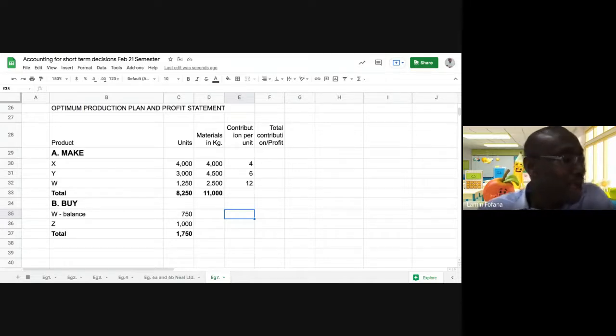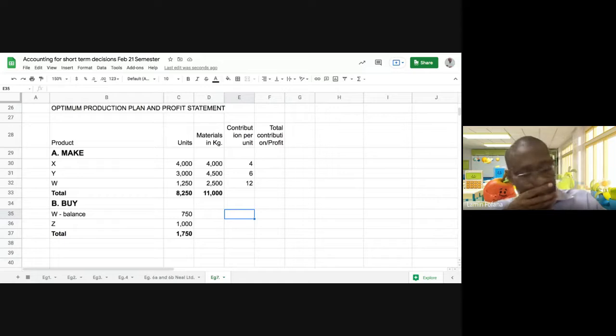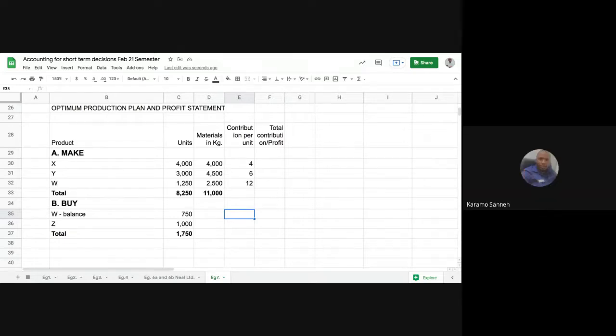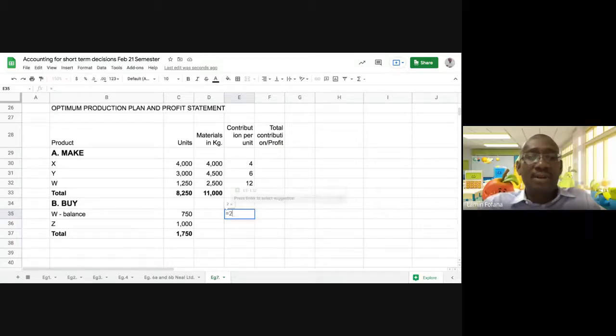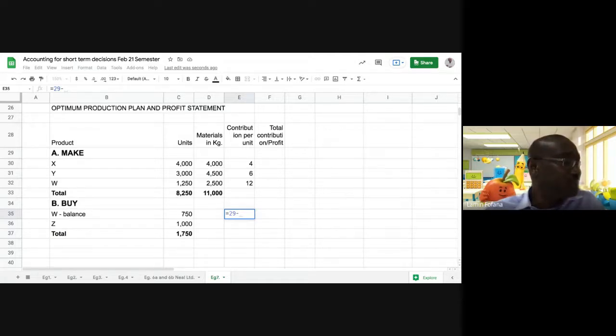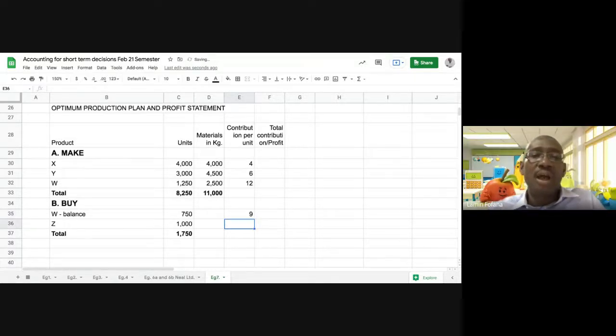Okay, so what's the selling price for W and what's the buying price? The selling price for W is 29. It's given. So we say equals 29 minus the buying price. What's the purchase price per unit? It's 20. Excellent. So our contribution per unit for the remaining of W that is going to be bought in will be 9.